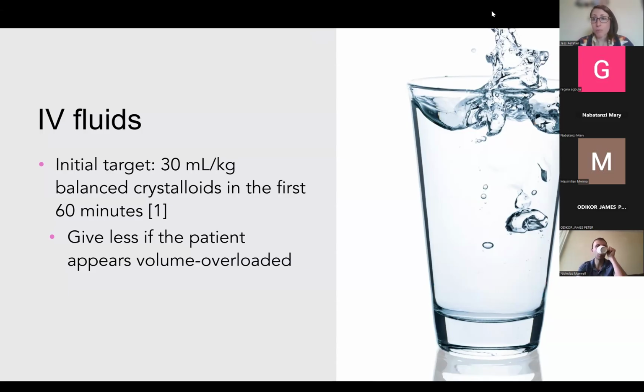Also realize if your patient's bleeding, please replace blood with blood if you have blood available. Don't give crystalloid fluids to someone in hypovolemic shock from blood loss, because it will end up diluting the blood, and then it actually causes them to have problems coagulating their blood. So that's a major issue. All right, so that's IV fluids.